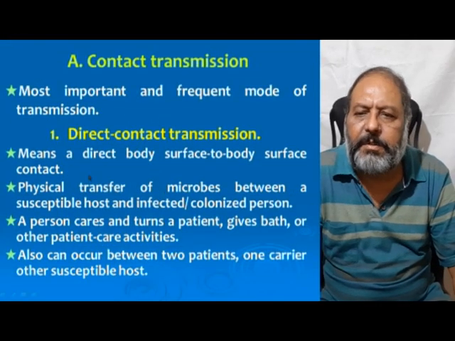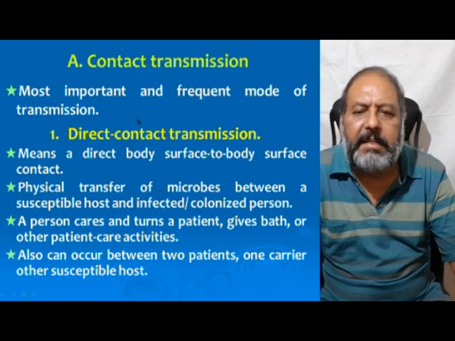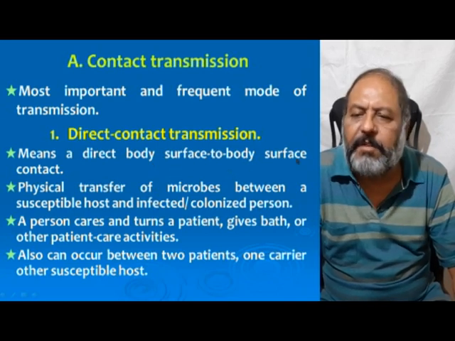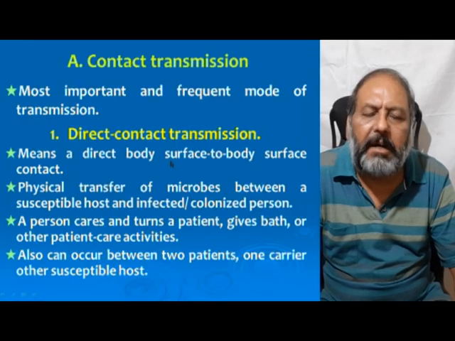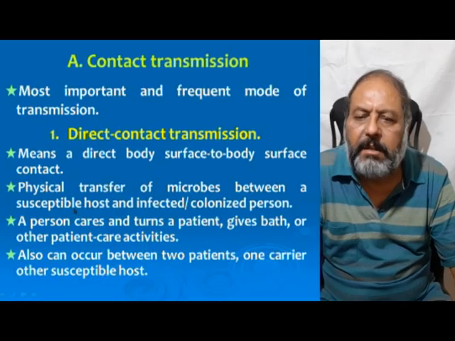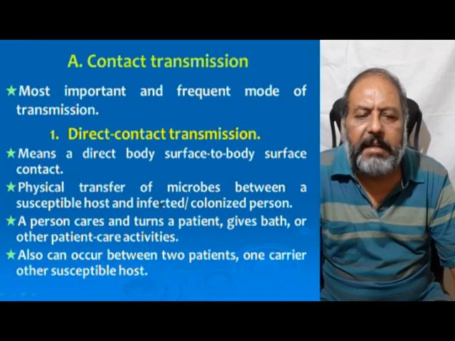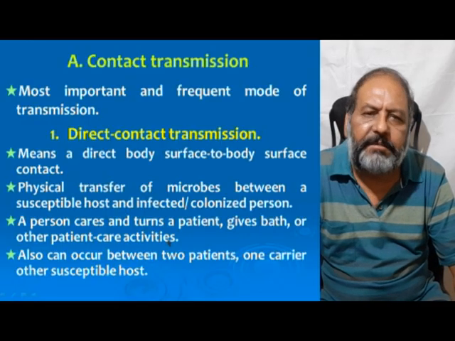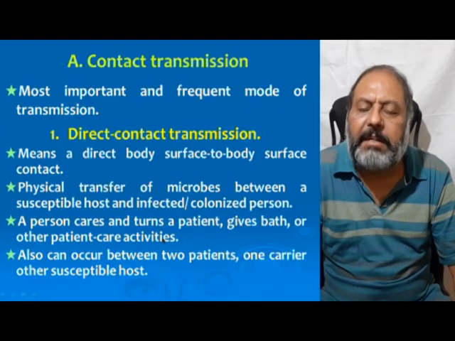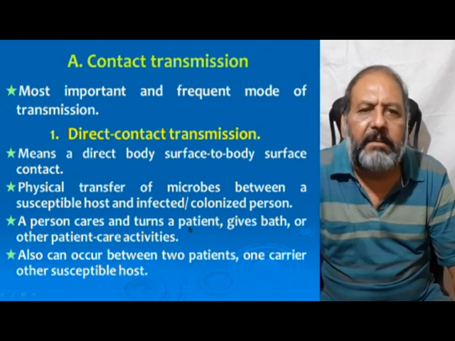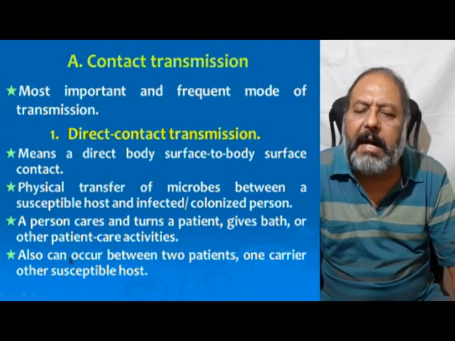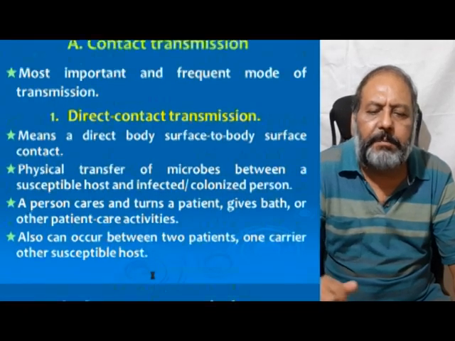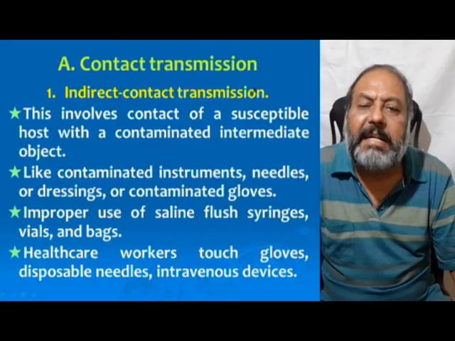Now, number 1, contact transmission, the most important and frequent mode of transmission. It is divided into 2 parts. Direct contact transmission means direct body surface to body surface contact. That is, one is touching a body part to another, transmitting by direct contact. It is the physical transfer of microbes between a susceptible host and an infected or colonized person. A person cares for and turns a patient, gives a bath or other patient care activities in which the caregiver physically touches the patient and can transmit the microbe from his body to that patient's body. It can also occur between 2 patients, one a carrier and the other a susceptible host, so it can transfer from one patient to the other.